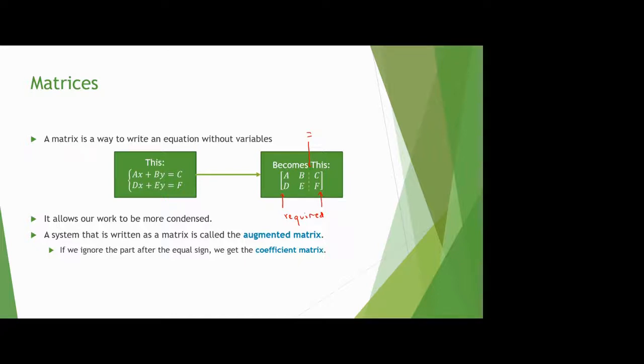A system that we write as a matrix is called the augmented matrix. That is the name when you take your system and convert it to a matrix, including what it's equal to. If you ignore the part after the equal sign and just have the left side with the variable portion and their coefficients, that's called the coefficient matrix.